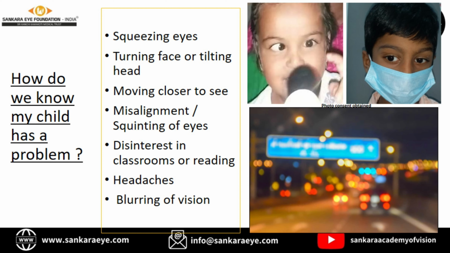Second, the child can be having a turning of the face. Whenever the child is looking at a distance, the child turns the face to the left or right, up or down, and then sees it. That again can be a sign of refractive error. Or the child is taking all the things closer to see it, again means the child has a refractive error.